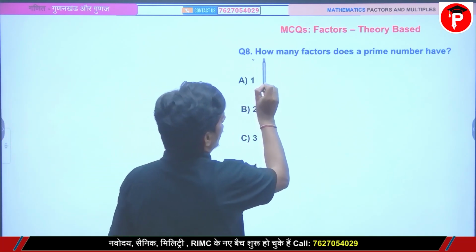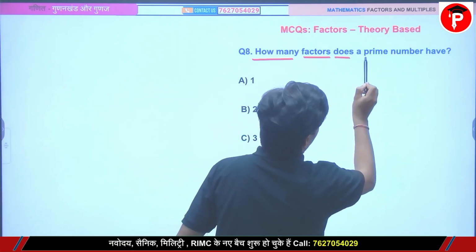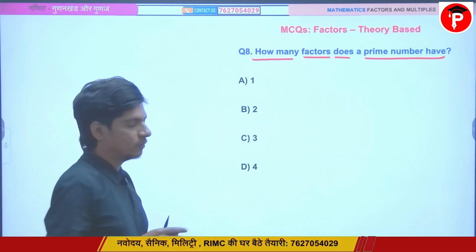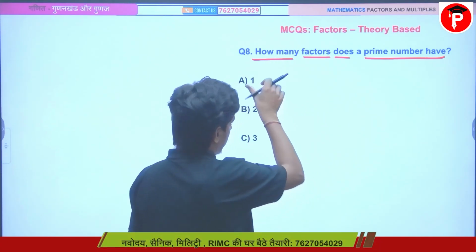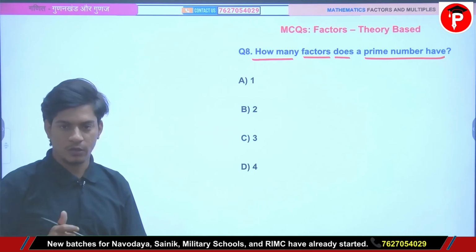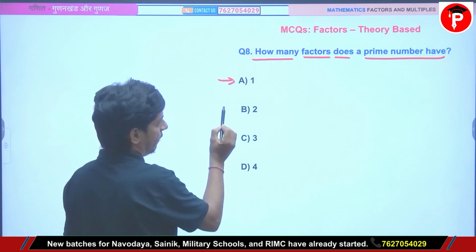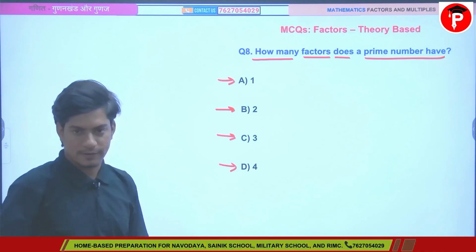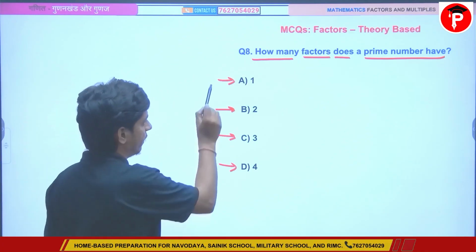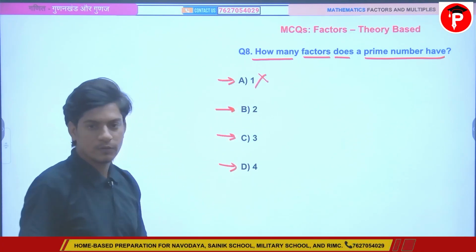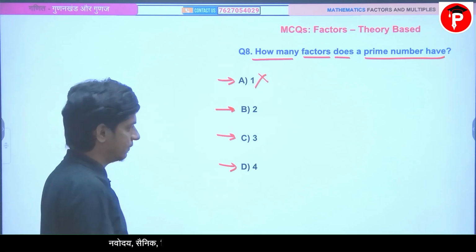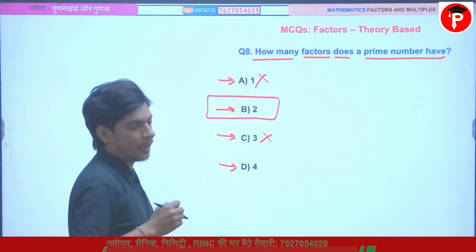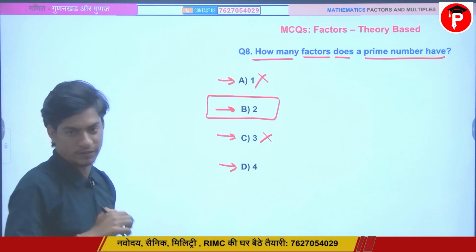Next, how many factors does a prime number have? How many factors? Options are a little bit wrong. A 1, B 2, C 3, D 4. Yes. 1 is wrong. Some students are saying 3, wrong. B is the correct answer. A prime number has only two factors.